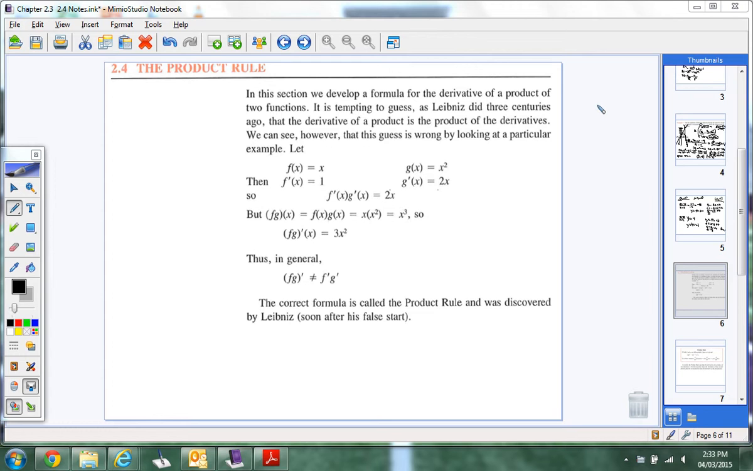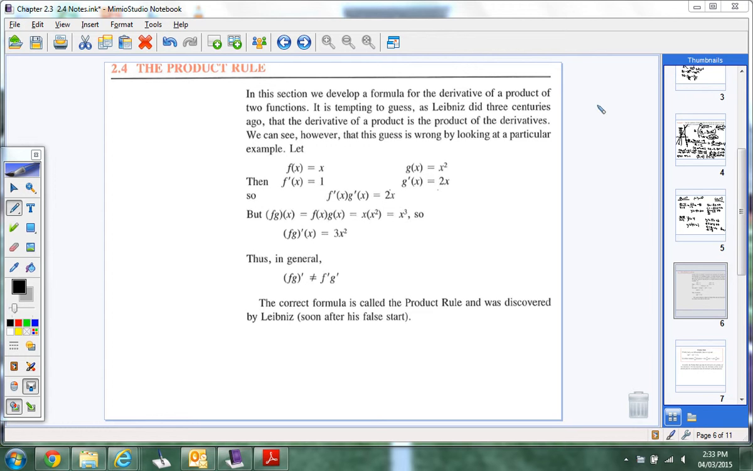For example, we know the derivative of x is 1. We know the derivative of x squared is 2x. So 2x times 1 is just 2x, right? But if you do that, what is x times x squared? x cubed. The derivative of x cubed is 3x squared. So they don't match up. So it's not that simple.